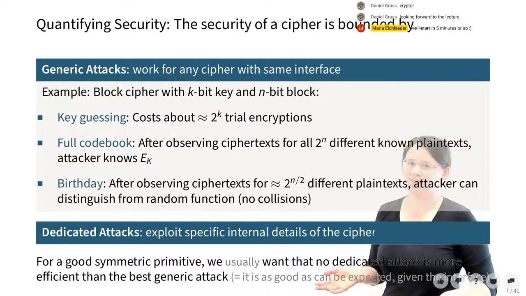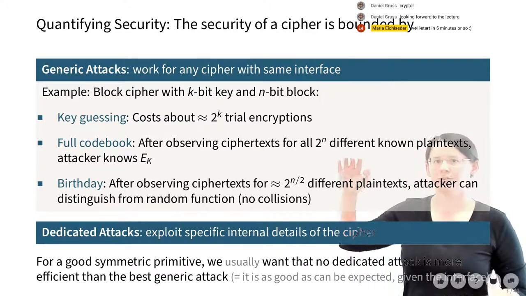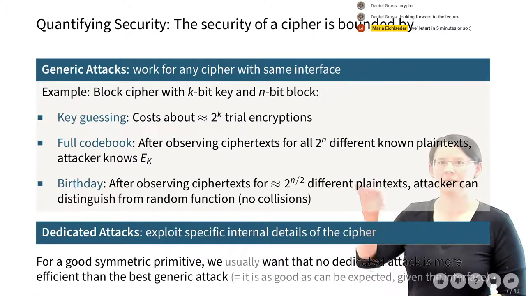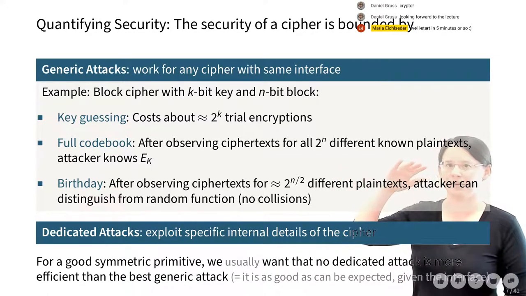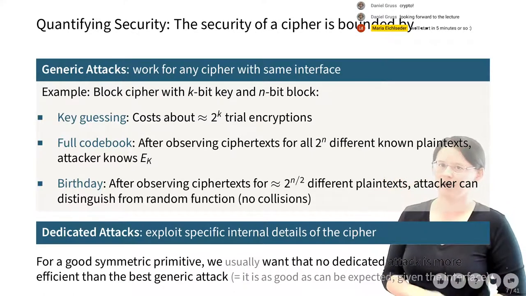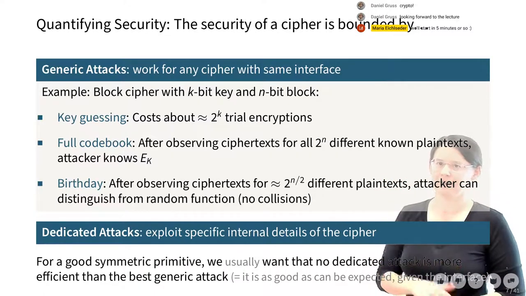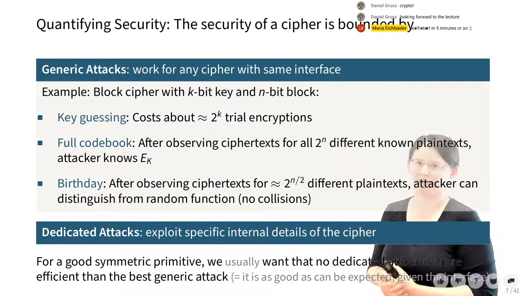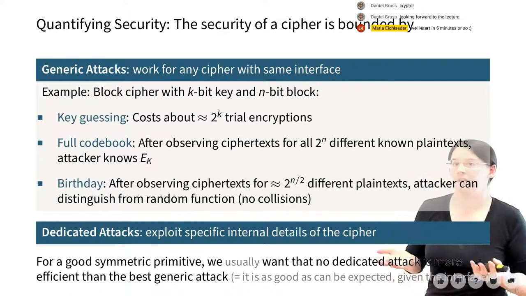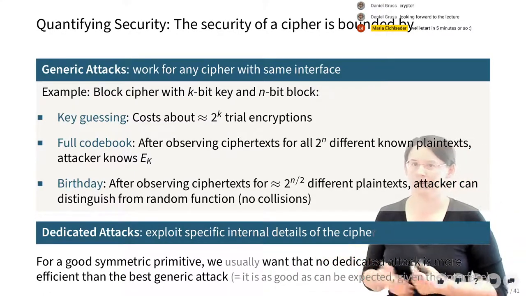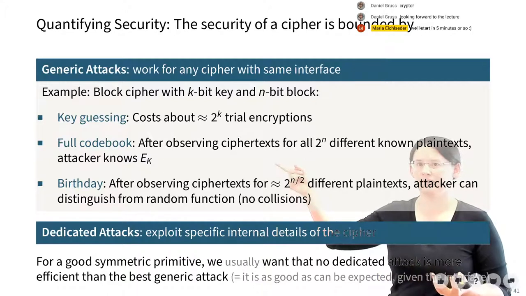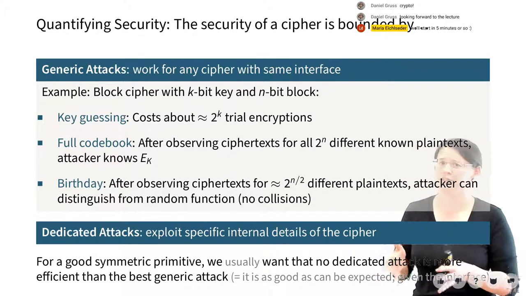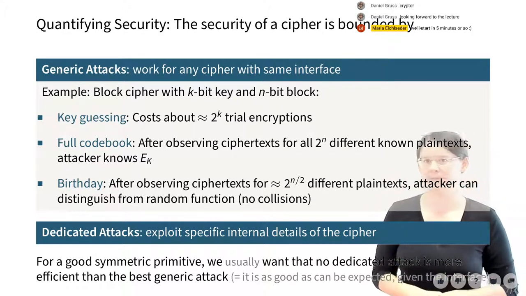Another thing you can do with any block cipher is you could simply write down the entire mapping. So if you somehow learn for each possible plaintext block the corresponding ciphertext block that it's translated to, in other words, if you learn the code book, so that's simply the mapping from plaintext to ciphertext, then you actually know everything there is to know about the block cipher. You don't even need to know the specific key because you have all the information you need. The key is just a compressed representation of this mapping.